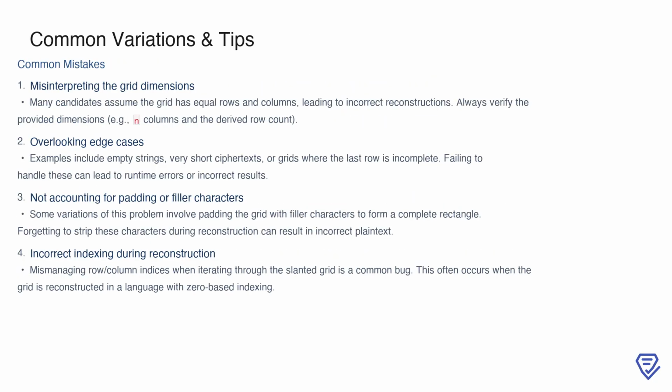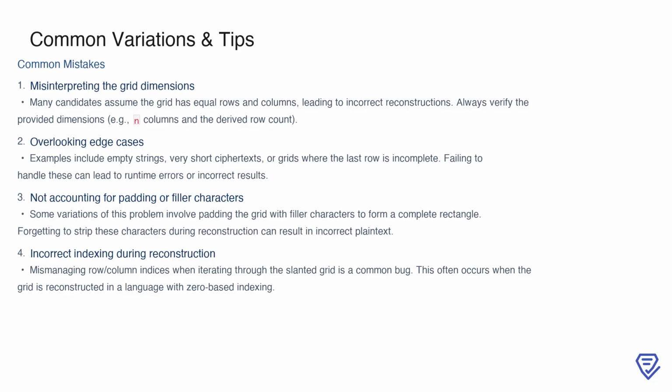One of the most common mistakes in this problem is misinterpreting the grid dimensions. Candidates sometimes assume that the grid is a square, with equal rows and columns, which can lead to incorrect plaintext reconstructions. Always double-check the provided number of columns and calculate the number of rows based on the input length. Another frequent issue is overlooking edge cases. For instance, handling empty strings, very short ciphertexts, or grids where the last row is incomplete is crucial to avoid runtime errors or inaccurate results.